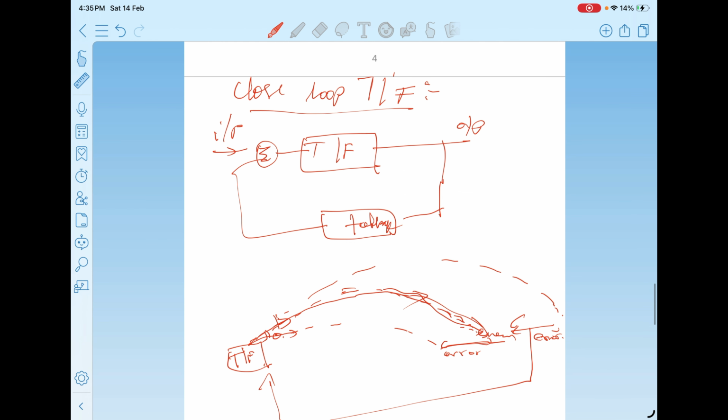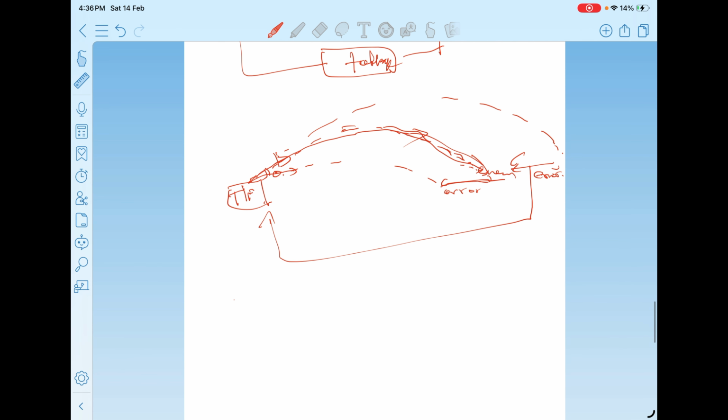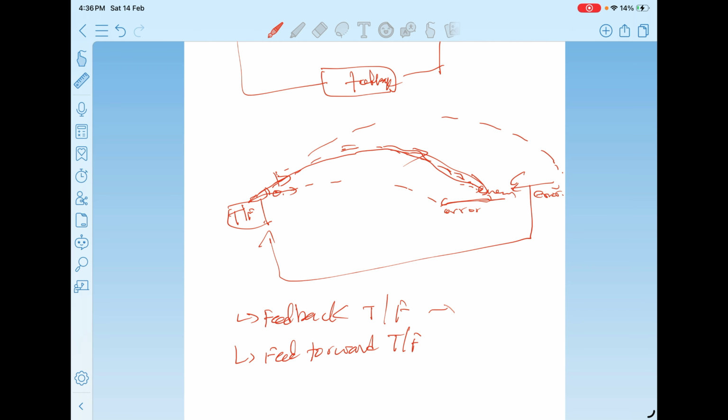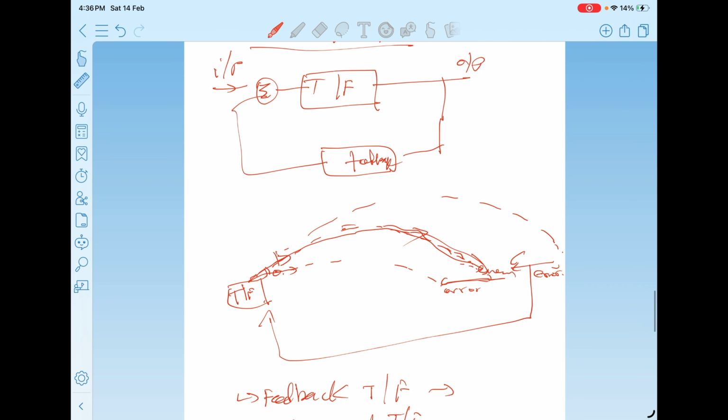A closed loop system is taking a part of the output, and that part of the output, whatever is called error in the system, is fed back to the transfer function. That is called closed loop transfer function. Here there are again two things: feedback transfer function and feed forward transfer function. Feedback transfer function is where you are taking the output and feeding it to the input. That is called feedback system.